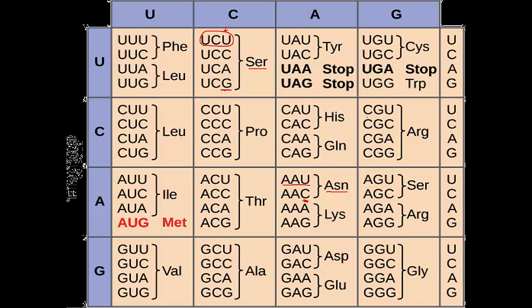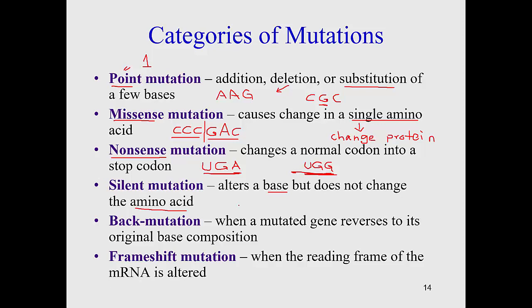I'll give you one more. CGU. Again, U mutates to G. Watch this. U mutates to a G, will still code for arginine. Now what if the wild type is CGG and that C mutates to an A? Watch. Mutates to an A. It becomes AGG, still codes for arginine. So those are called silent mutations. They alter the base, but will have no effect on the amino acid.